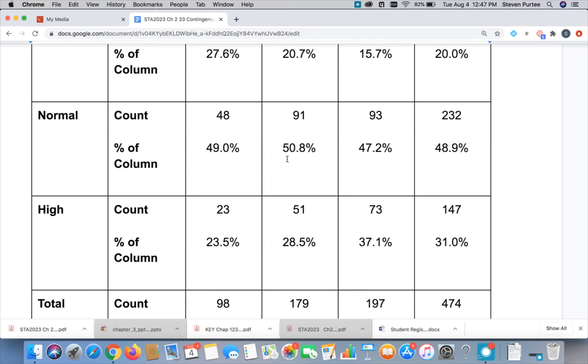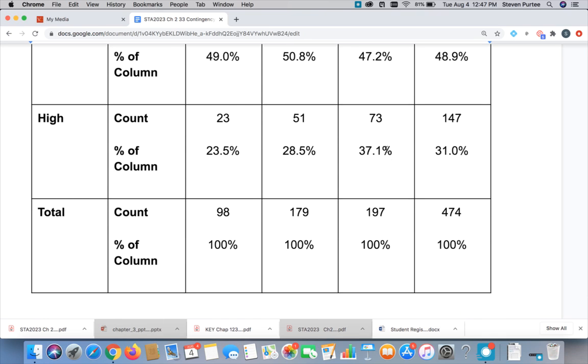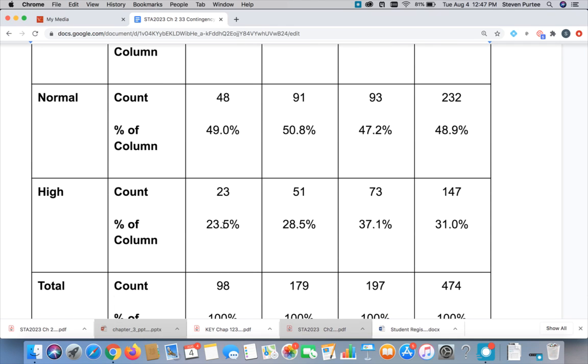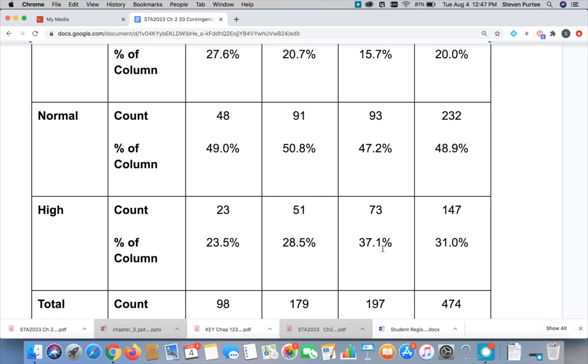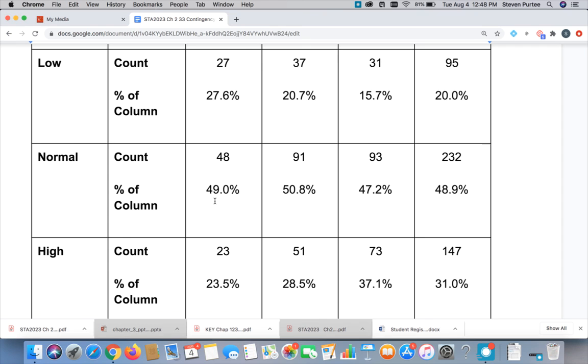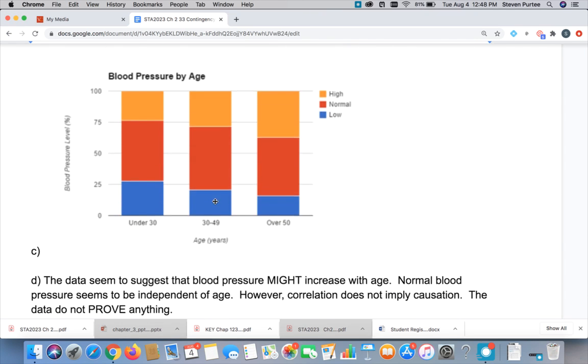Roughly all groups had about 50% normal blood pressure. Then when we get to the high blood pressure, the under 30s, only 23.5% of them had high blood pressure, but a whopping 37% of the over 50s had high blood pressure. So it seems like as we get older, we get a higher percentage of high blood pressure and a lower percentage of low blood pressure. Kind of interesting that the normal blood pressure stayed roughly the same. It's about 50% of each group.